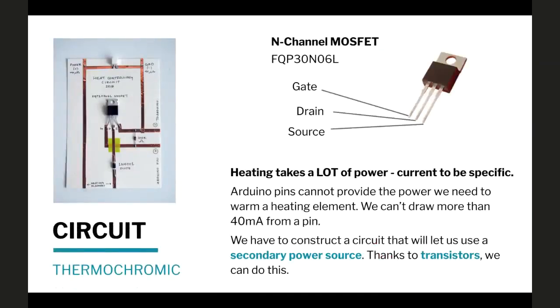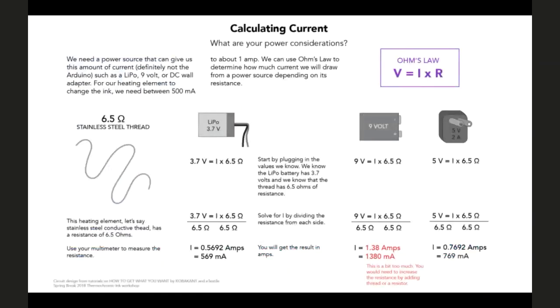For the circuit, a heating element takes a lot of power. We need a lot of energy to heat up that element and then transform that pigment. So there's a specific type of component and circuit that we use, a high load power circuit. Since the Arduino pins can't provide enough current, remember we can only draw about 40 milliamps, and if you even glanced at this last slide, we need roughly 500 milliamps to about an amp to actually cause that transformation.